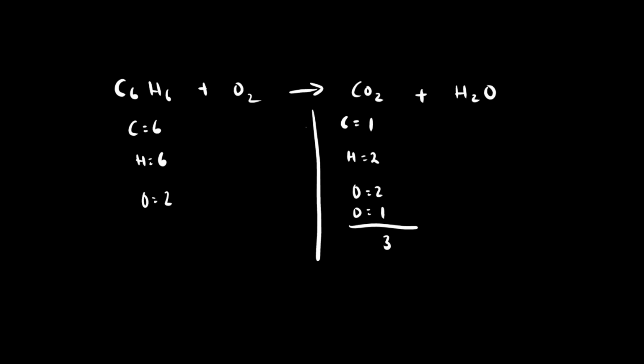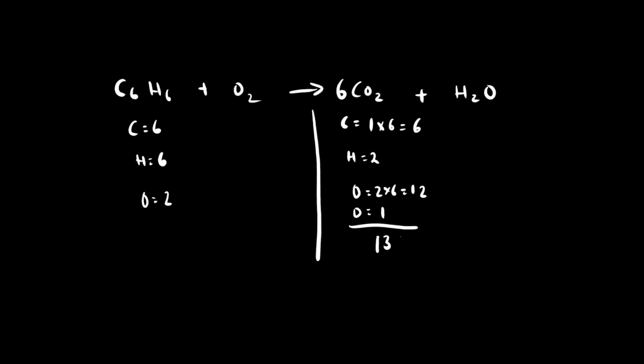Let's balance the carbon first. Least common multiple of 6 and 1 is 6. So coefficient of 6 in front of the carbon dioxide. So now we have 6 carbon on the right, followed by a total now of 13 oxygen on the right.